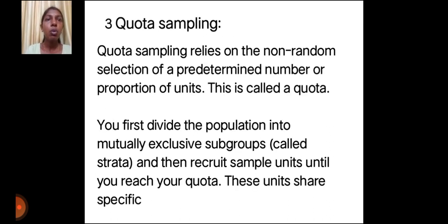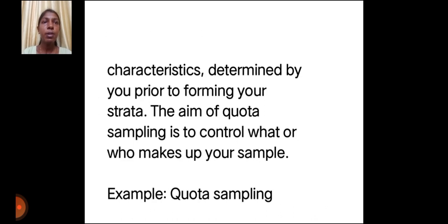Quota sampling relies on the non-random selection of a predetermined number or proportion of units. This is also called quota. You first divide the population into mutually exclusive subgroups, then recruit the sample until you reach your quota. These units share specific characteristics determined by you prior to forming your strata. The aim of quota sampling is to control what makes up your sample.